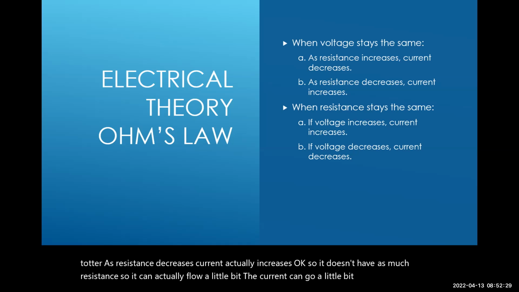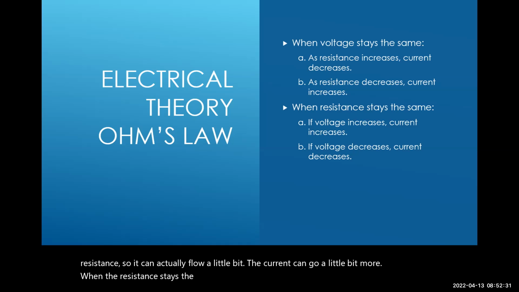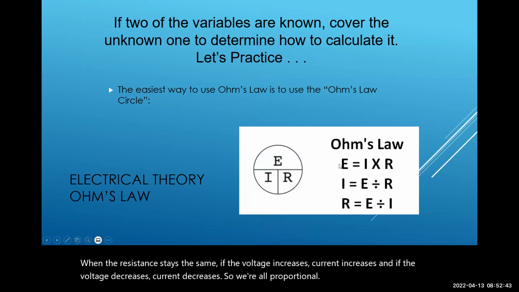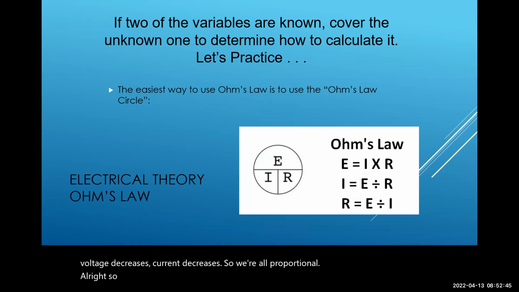When the resistance stays the same, if the voltage increases, current increases. And if the voltage decreases, current decreases. So we're all proportional. All right, so if two of the variables are known, we can actually calculate what the third one is.